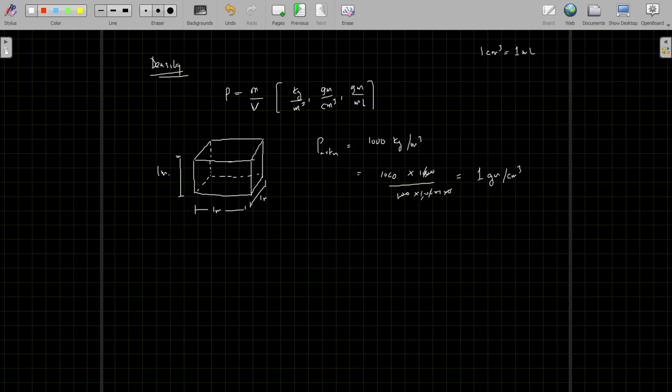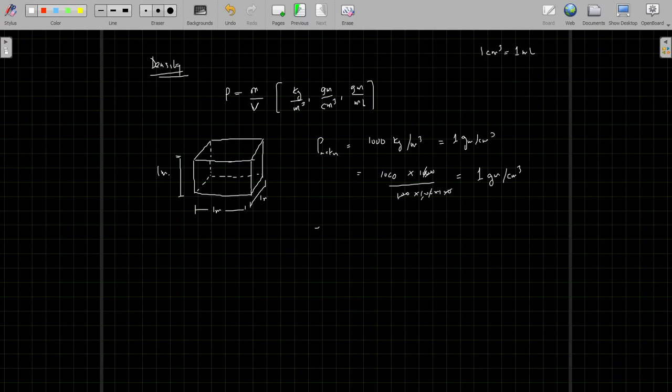So the density of water is actually very large. A cube of 1 meter of water, whose density is 1000 kg per meter cube, is very heavy. In 1 meter cube, the mass is 1000 kg, which is 1 ton. So we cannot lift it. That's why another unit is 1 gram per centimeter cube.